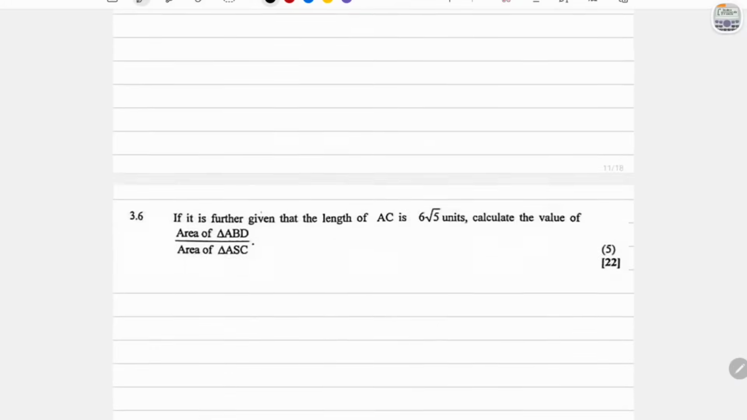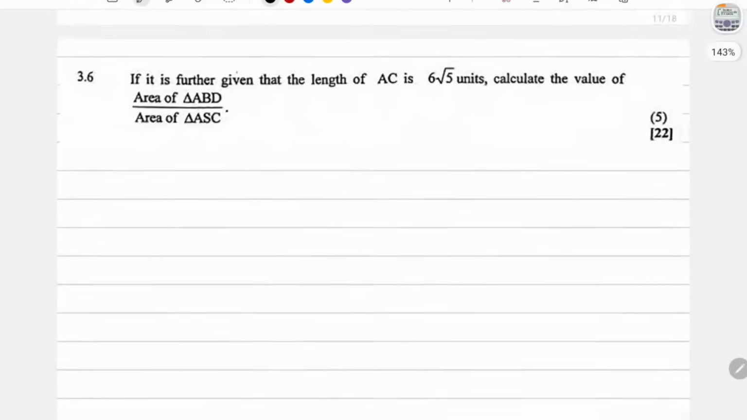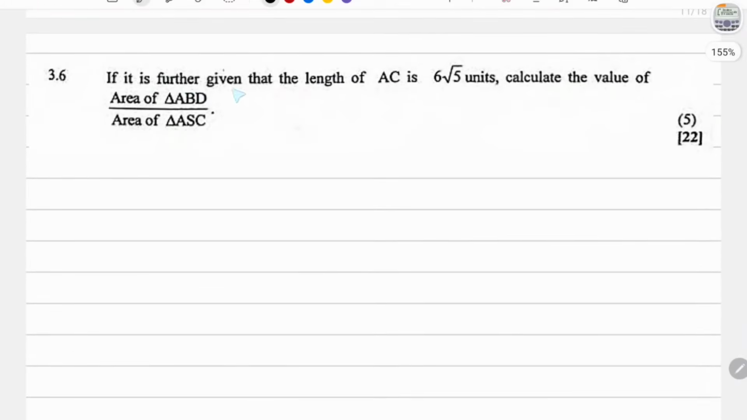Okay, moving on to the last question in question 3, which says, if it is further given that the length of AC is 6 root 5 units, calculate the value of the area of triangle ABD over the area of triangle ASC. Okay, let's get the diagram down.